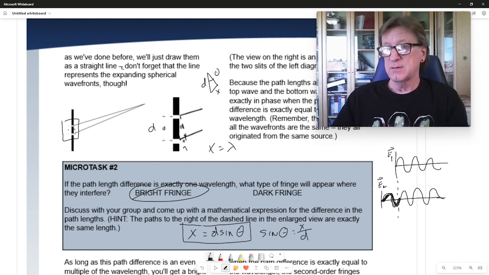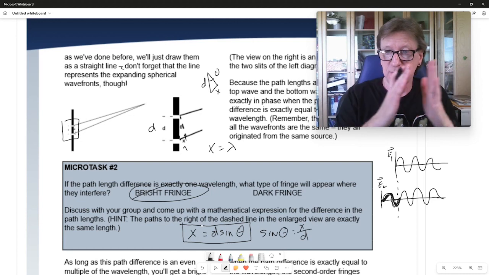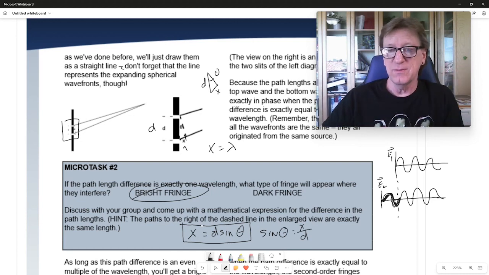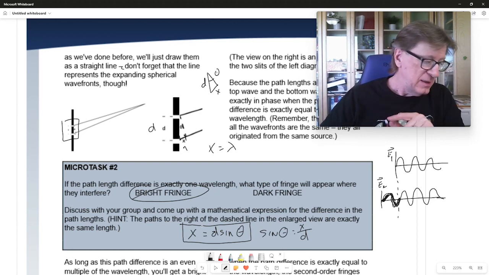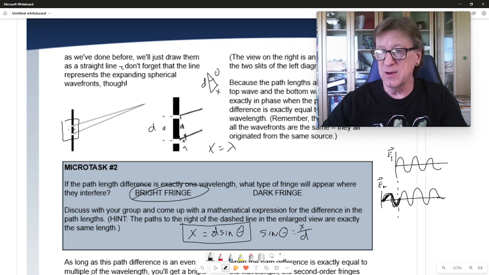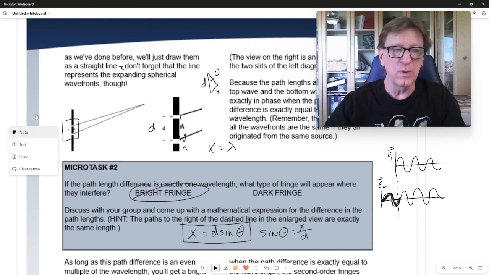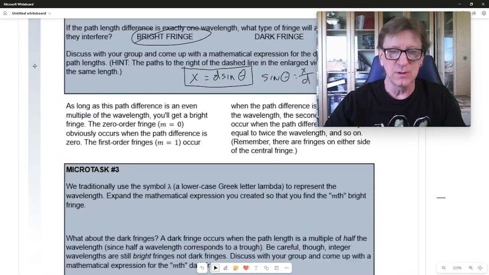Now that's true for anything, right? X, it doesn't matter whether I'm one wavelength in phase or not. However, if I am actually going to have bright fringes, I need that distance x to equal one wavelength. So let's scroll up here.